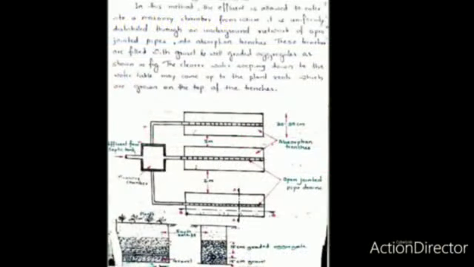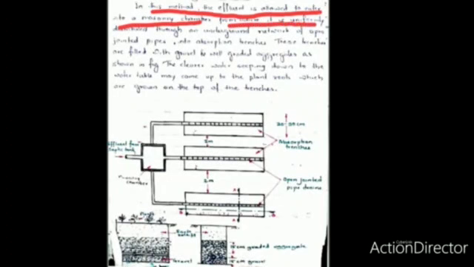In the dispersion trench method, the effluent is allowed to enter into a masonry chamber. Masonry chamber is the same as the distribution box, from where it is uniformly distributed through an underground network of open jointed pipes into absorption trenches.